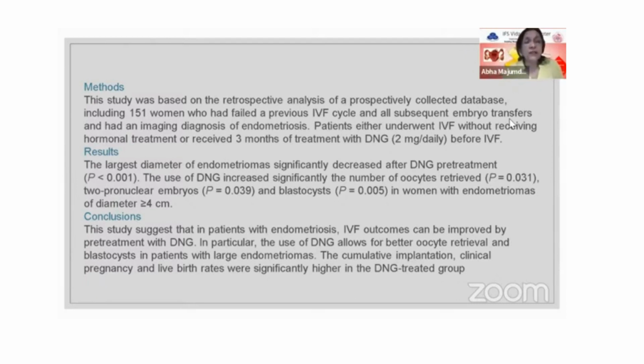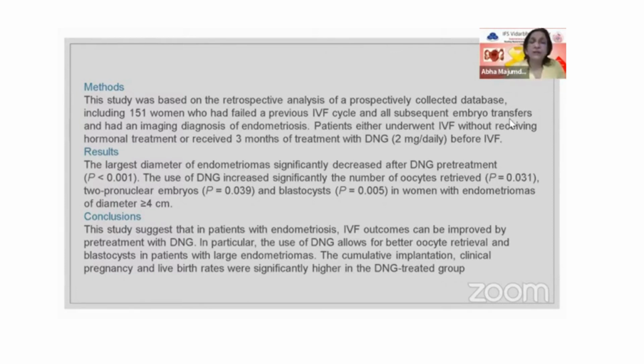The result was that the largest diameter of endometriomas significantly decreased after DNG pre-treatment, with a significant p-value. The use of DNG significantly increased the number of oocytes retrieved. Again, the p-value is significant. The fertilization rate, by assessment of 2 pronuclear embryos, and blastocyst formation rate were also better in women with endometriomas of diameter equal to or more than 4 centimeters. So these were large endometriomas and they were given 3 months of continuous DNG.